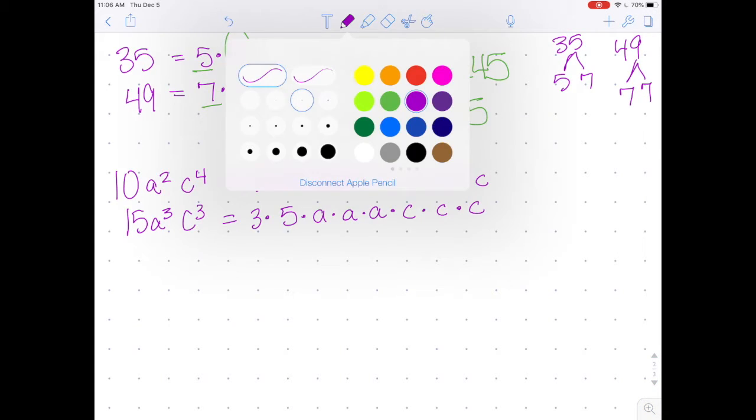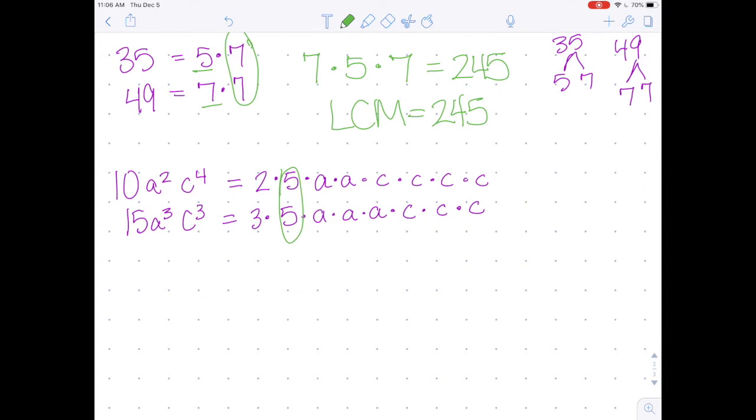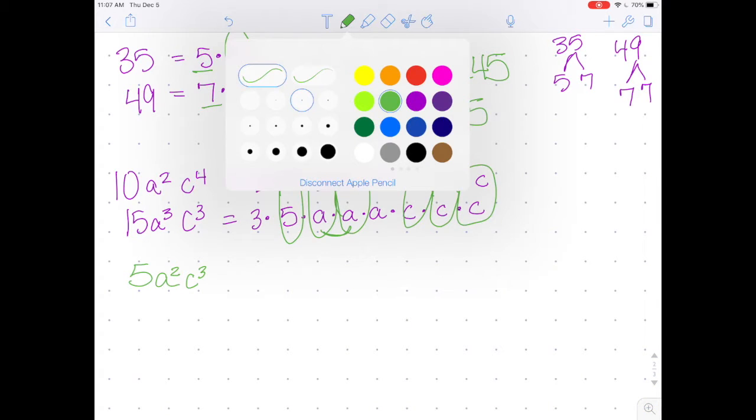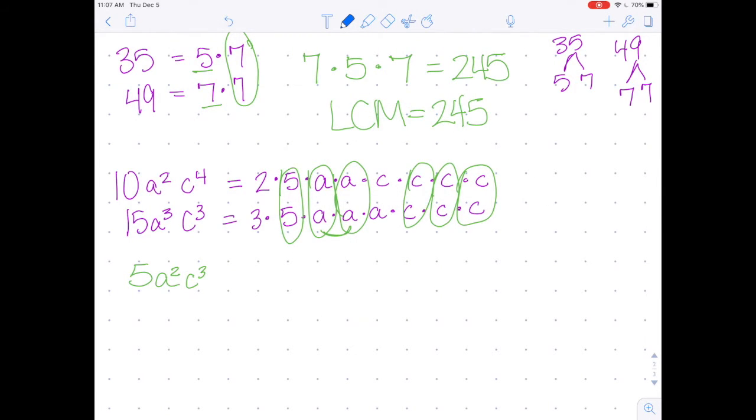So now, we need to take the pairs. We've got a pair of 5s, a pair of a's, another pair of a's, and 1, 2, 3 pairs of c's. So we can have 5a, there's 2, so that's a squared, times c cubed, because there's 3 pairs of c's. Now we're going to multiply by the leftovers. So what's left over is a c, a 2, a 3, and an a. So we're going to multiply by 2 times c times a times 3.